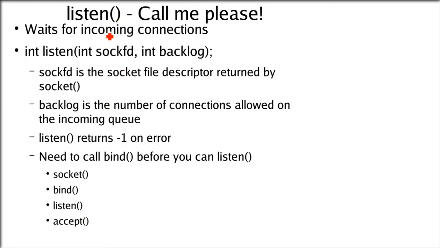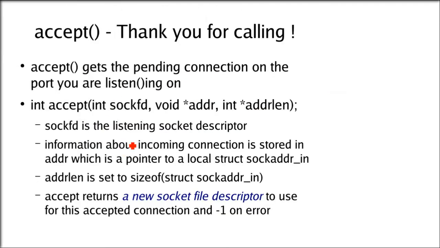Then listen. Now who listens? The server listens for incoming connections. Now incoming connections can be many. So we have listen, we have sockfd, which is the file descriptor, and then backlog. Backlog is the number of connections allowed on the incoming queue. So it can be many, the number of connections that you may allow to be put in the queue. Listen returns -1 on error. So this backlog, 5 or 6, can have some number.